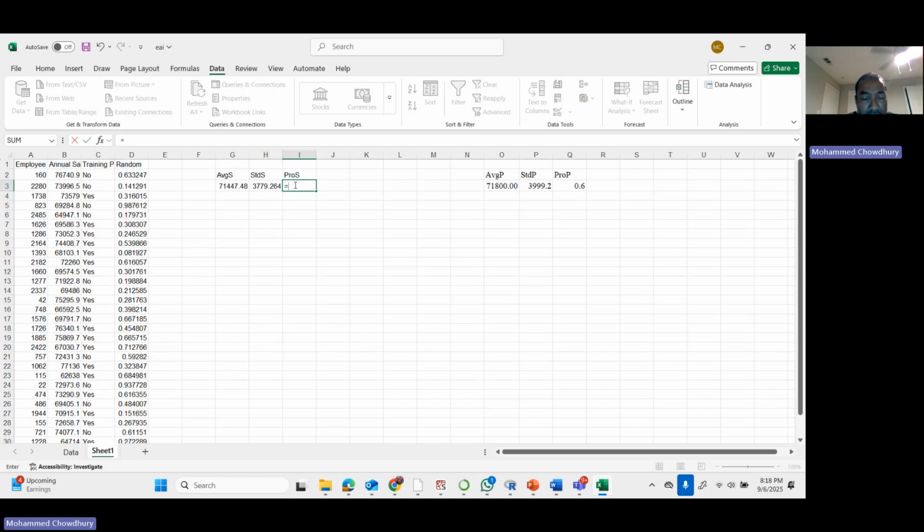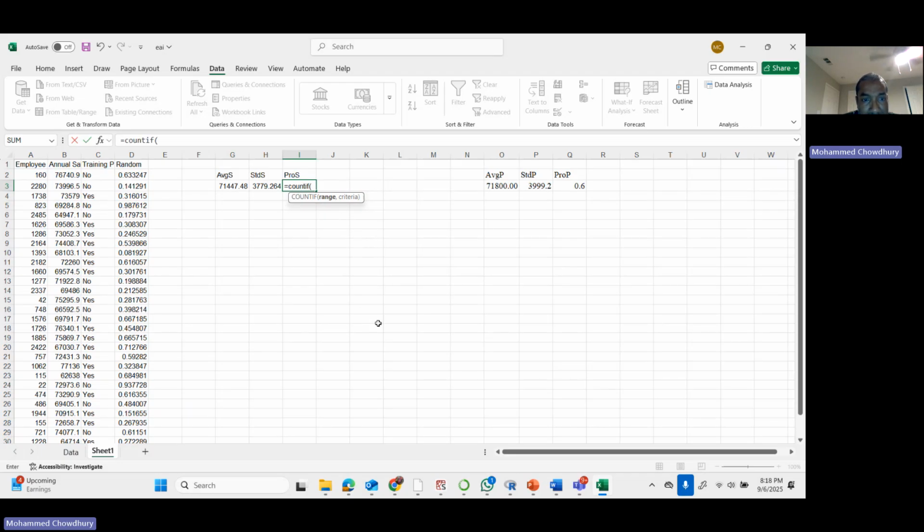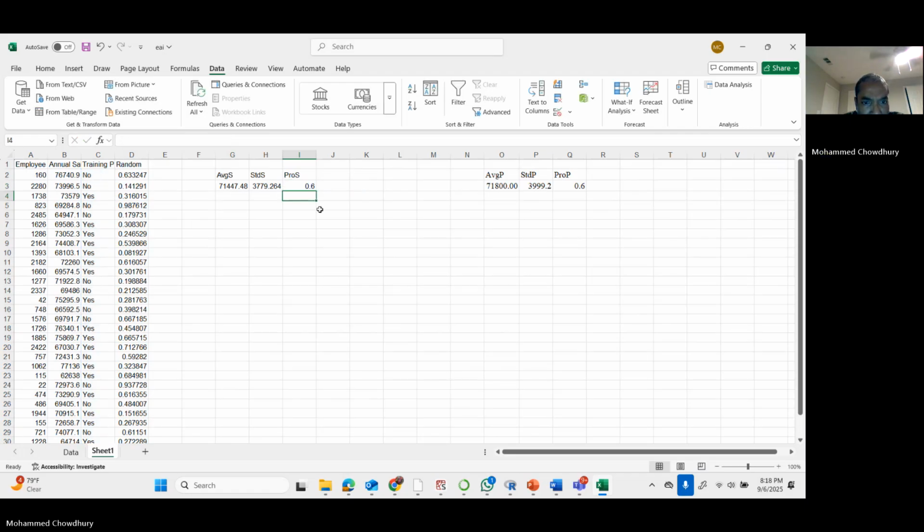And proportion, if I want to compute proportion, then it should be again COUNTIF, and then I have to count the number of yes, which I can do by writing yes, and then I have to divide it by 30. So this is the proportion. Let me see the proportion.